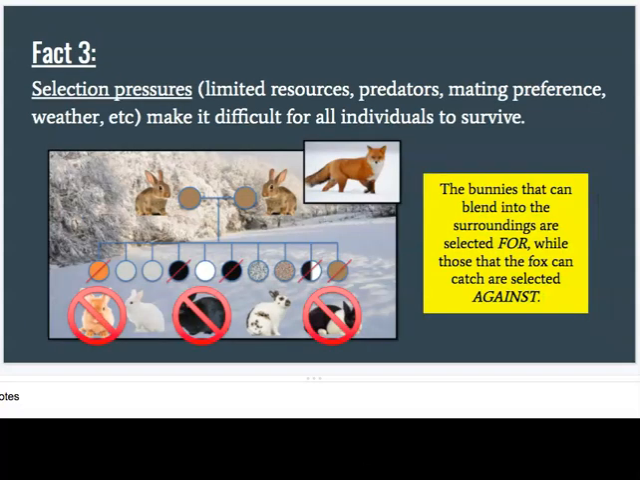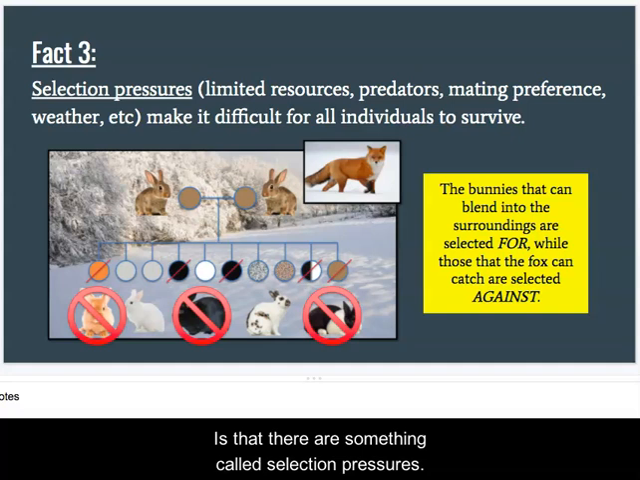The third fact is that there are something called selection pressures. That includes things like limited resources, or a selection pressure could be predators, or mating preference, meaning a lot of times in certain situations, the female might choose particular attributes about the male. Weather could also be one. But regardless of the source, it makes it difficult for all individuals to survive.